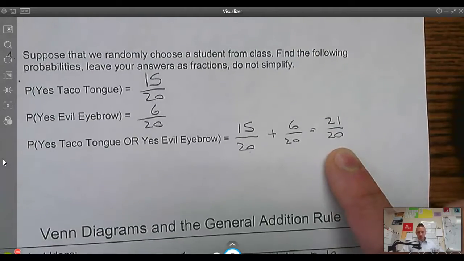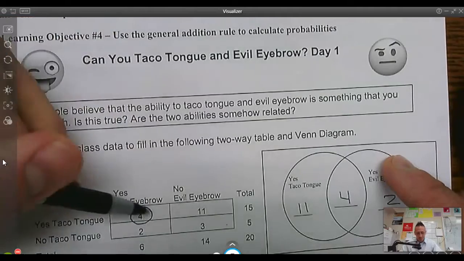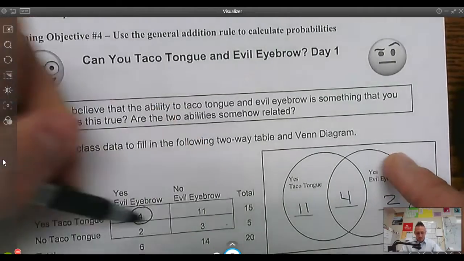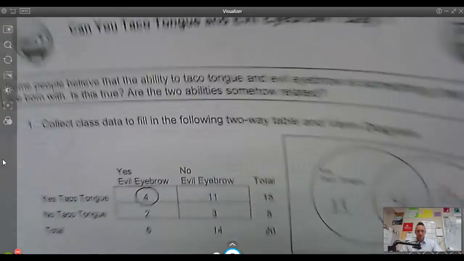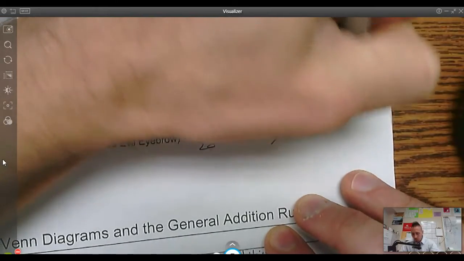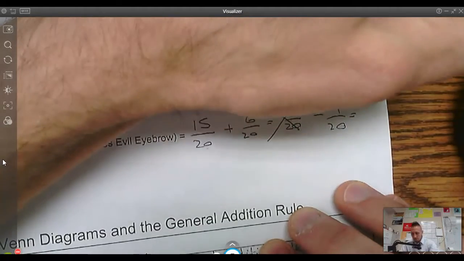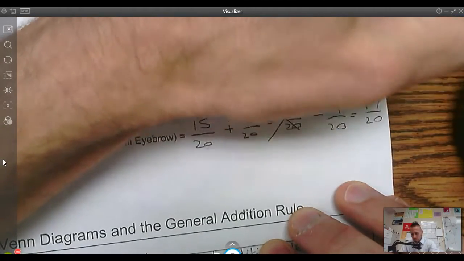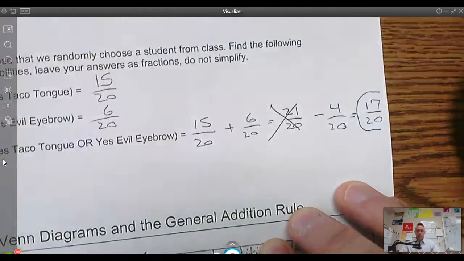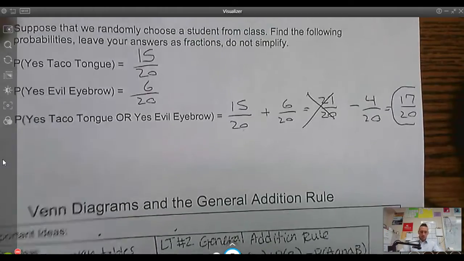So what we have to do, the problem is we're double counting these 4 students as part of the 15 and the 6. So what we do here is we subtract that overlap. We subtract those 4 students who are in both groups to get 17 out of 20. And that's going to be the probability that somebody can taco tongue or evil eyebrow. Remember, or we haven't learned that yet, so you can't remember that.